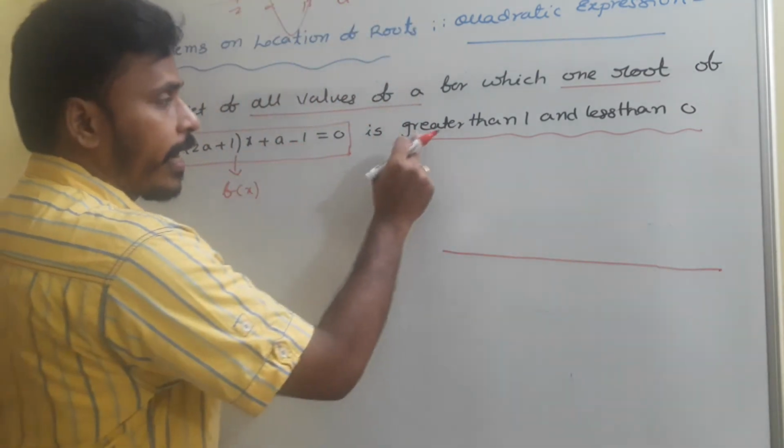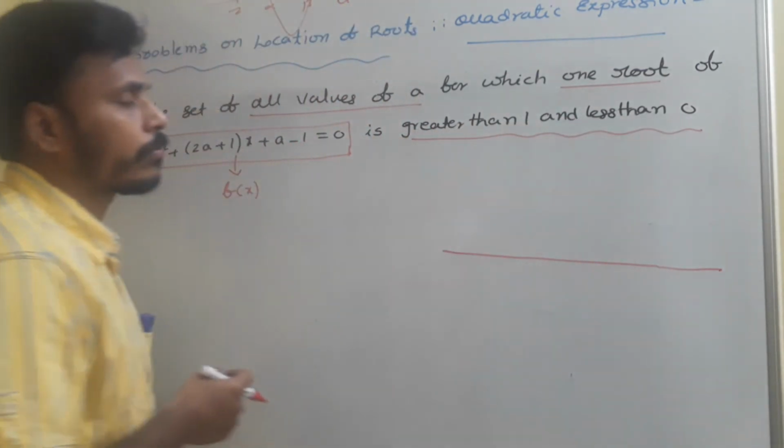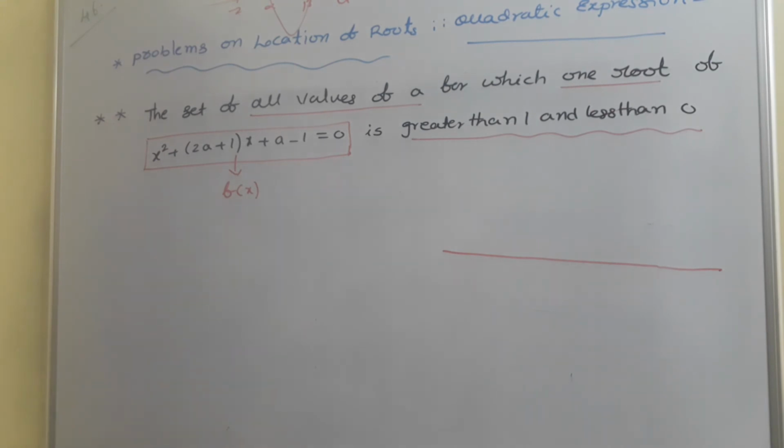X greater than 1 and less than 0. No, the problem is somewhat wrong, or maybe it is greater than 1 and less than 0. This is not a situation, right? Greater than 1 and less than 0 won't happen, right? So I need to check the problem once. Just look there, a small correction, okay.